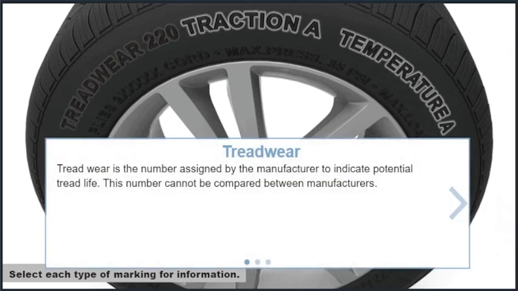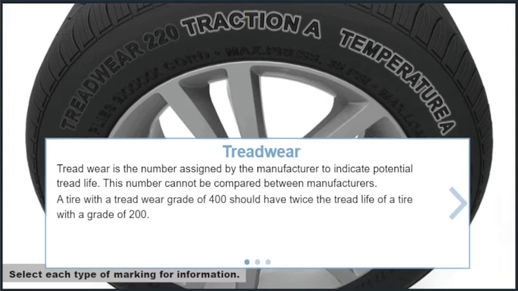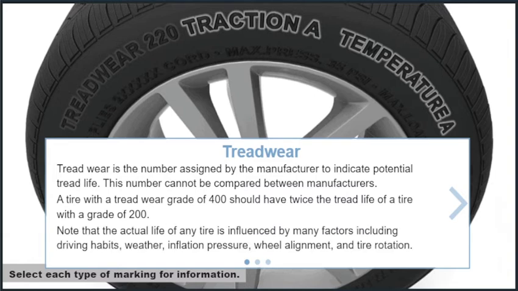Tread wear is the number assigned by the manufacturer to indicate potential tread life. This number cannot be compared between manufacturers. A tire with a tread wear grade of 400 should have twice the tread life of a tire with a grade of 200. Note that the actual life of any tire is influenced by many factors, including driving habits, weather, inflation pressure, wheel alignment, and tire rotation.